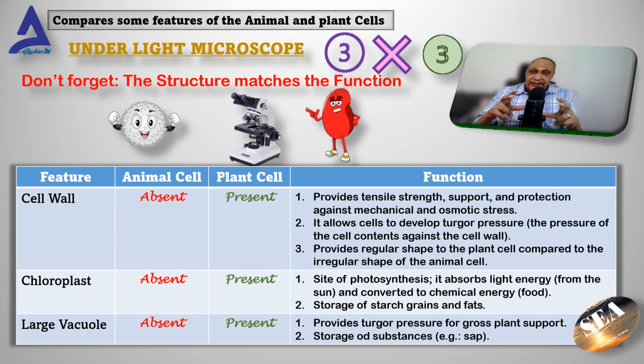I insist that you remember the two rules that we have already studied in this lecture. The first one is you have to remember all the time that structure matches function. It is a very interesting and very important rule in biology. The second rule for comparing the animal to plant cell is the 3 by 3 rule: they have three similarities, three features that are similar in both, and three other features that are different. They are only for the plant cell. Let us go forward.